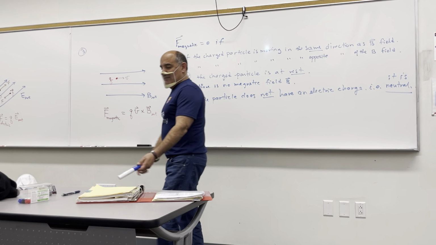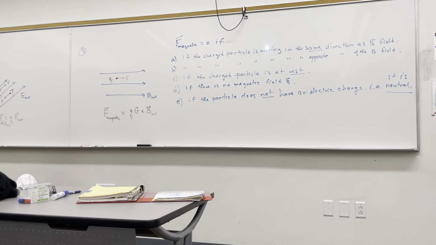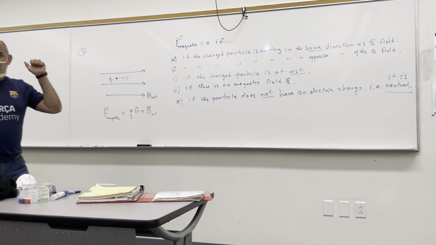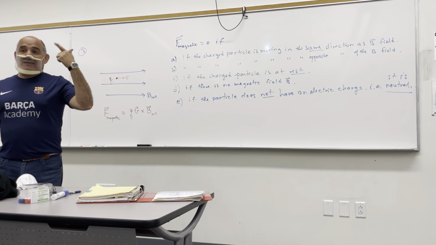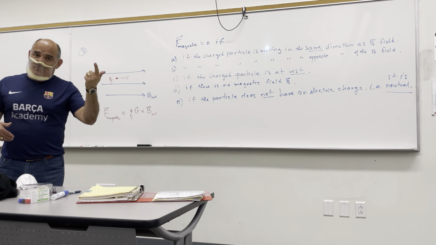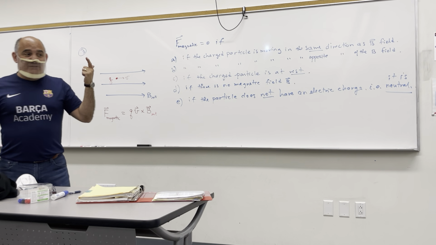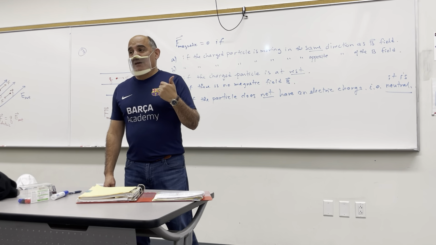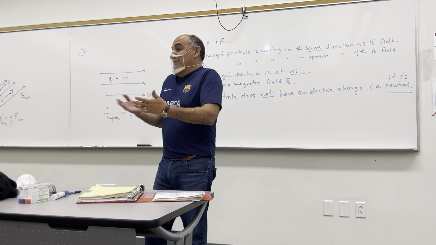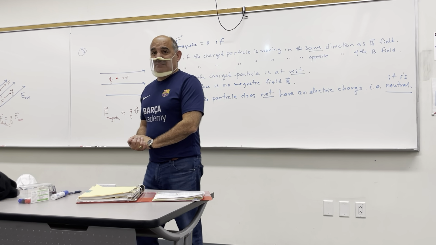So, in one sentence, when is the magnetic force equal to 0? When a particle is not charged, or is charged but is not moving, or if it moves in the same or opposite direction as the magnetic field, or if it moves in a region of space where there is no magnetic field. Right?